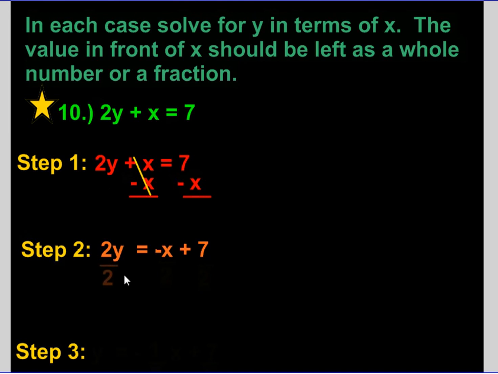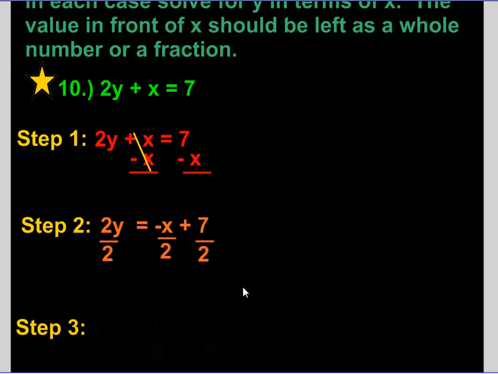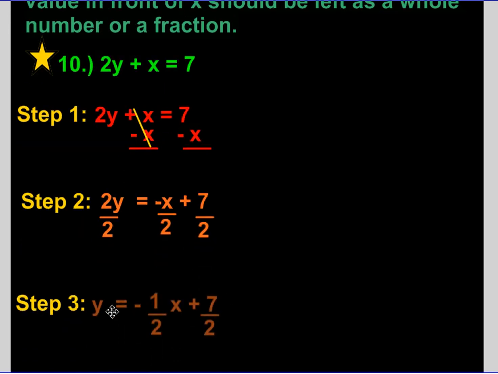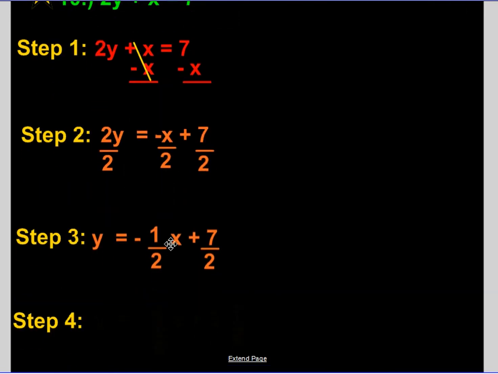Now we can divide by 2 to isolate the y. Again, we've got to do that on both sides over here, which is going to leave us with y equaling negative 1/2 x plus 7 over 2. We can't do anything with the 1/2 x, but we can do something with 7 over 2. So y equals negative 1/2 x plus 3 with 1 left over 2, since 2 goes into 7 3 times.